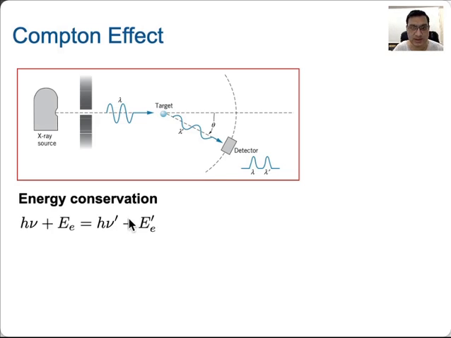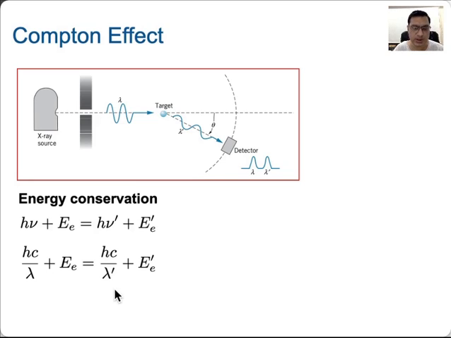So what is the energy conservation? Here, before the collision, this is the energy of your photon, this is the energy of your electron at rest, and this is the energy of your photon after the interaction. So this is the energy of your scattered photon, and this is the energy of your electron after the collision. This is the total energy after the collision, and this is the total energy before the collision. Now if you want to write this expression in terms of wavelength, I can write h nu is equal to hc by lambda, and here also h nu prime is equal to hc over lambda prime.